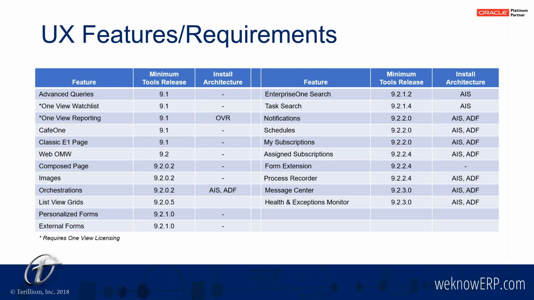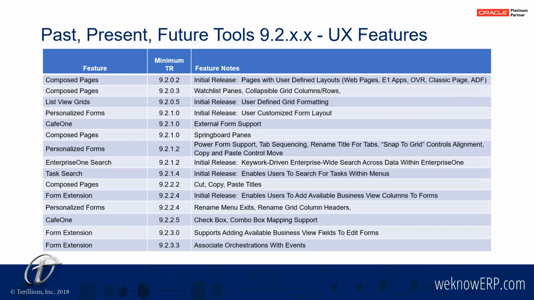Some of the newer things that have come out recently that we've really been taking advantage of are the notifications and form extensions. Those are a little bit newer. We'll be talking about all 4 of those features today, though. If we look at past, present, and future tools by release, for UX One features, we can see kind of when each of these came out.